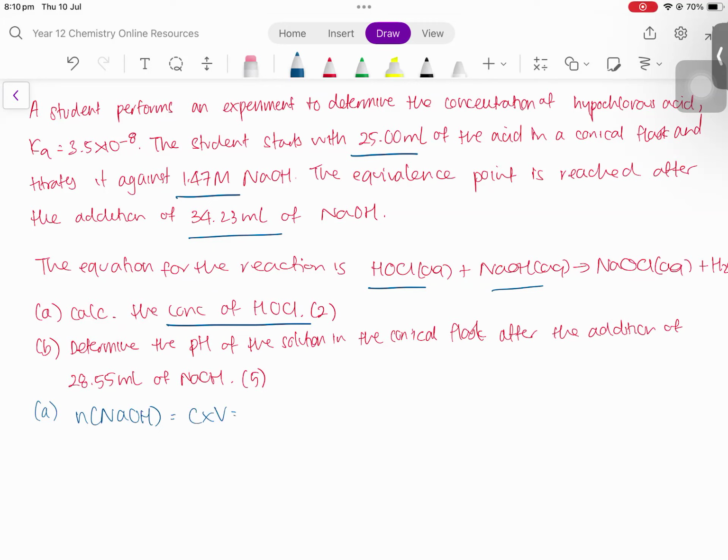C times V. 1.47 molar by 34.23 mils is 0.03423 liters. What do you get for the moles of NaOH, please? 0.0476721. Thank you. You guys, I'm getting different answers.